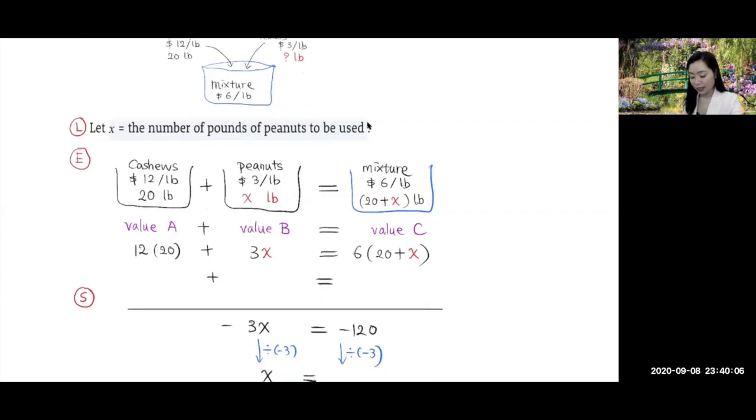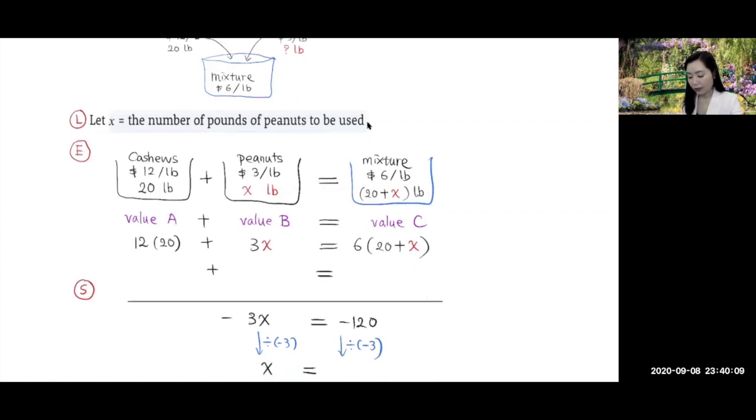Now, the next step, we're going to solve it. To solve it, we multiply this over here. That's 240. This is 3x. Now this side here, you will distribute. So 6 times 20 is 120, plus 6 times x gives you 6x right here.